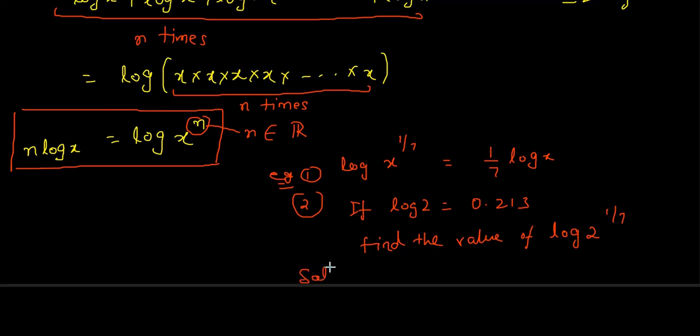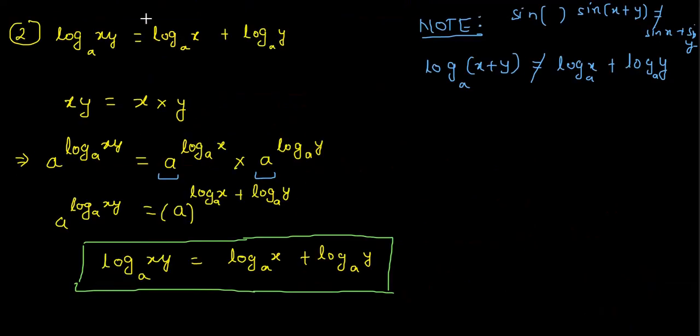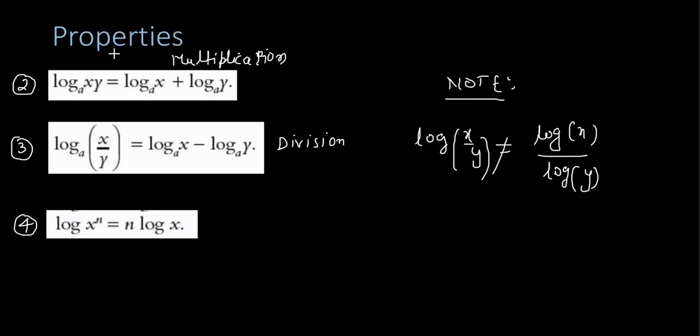So the solution here is that log 2 raised to power 1 by 7 can be written as 1 by 7 log 2. And the log 2 value is 0.213. You can divide this by 7, means 0.213 divided by 7, whatever is the value, approximately 0.034 and so on. So these are the 4 basic properties, and out of these 4 also, these 3 are most commonly used in solving questions of logarithm.